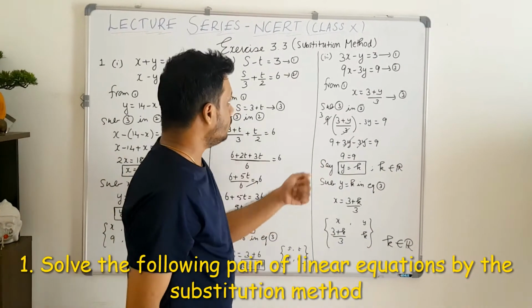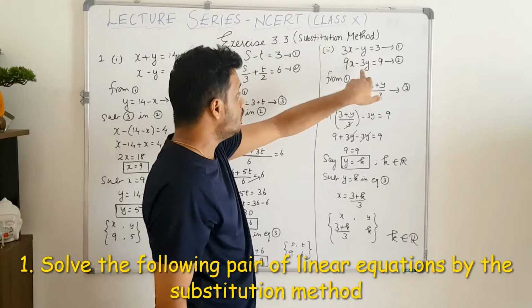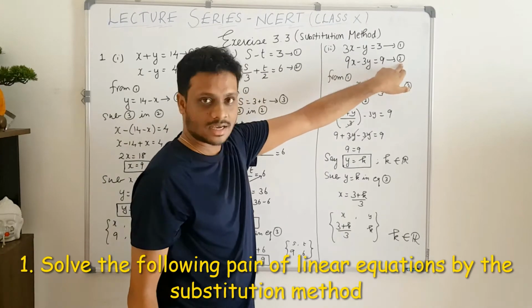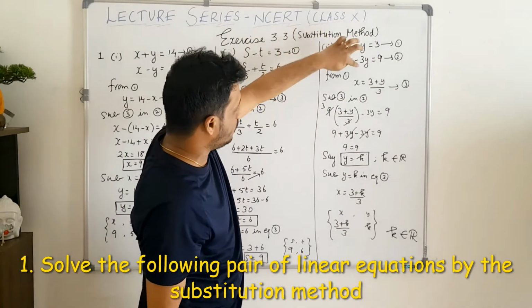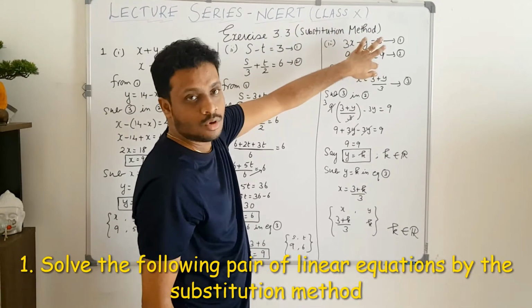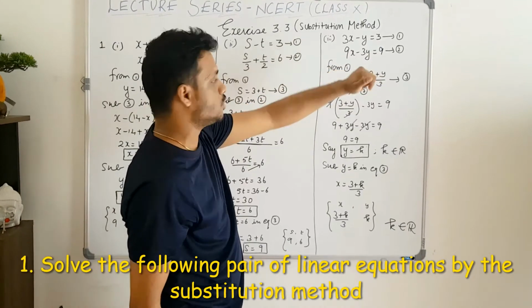Moving on to the third one. So here we have 3x minus y equal to 3 as the first equation, 9x minus 3y equal to 9 as the second equation. If you look into this equation, here your a1 by a2 is equal to b1 by b2 is equal to c1 by c2. So this is going to be an infinitely many solutions type. So we'll see how to approach it in the substitution method.